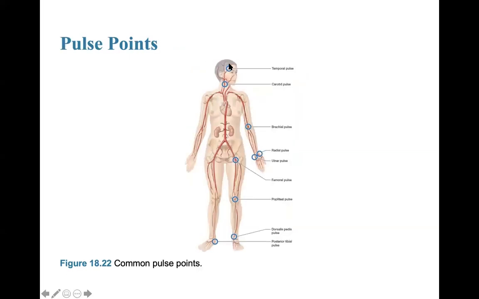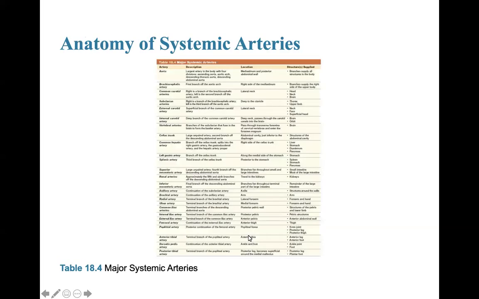Pulse points, these are areas where you can actually detect a pulse: temporal, carotid, brachial, radial, ulnar, femoral, popliteal, and then down in the foot there. Okay. And again, here's a list of all of the major systemic arteries in the body. These are the ones that you should know. If you did see any questions on the test, multiple choice or true and false, probably the artery and what it supplies would be what you'd want to know.